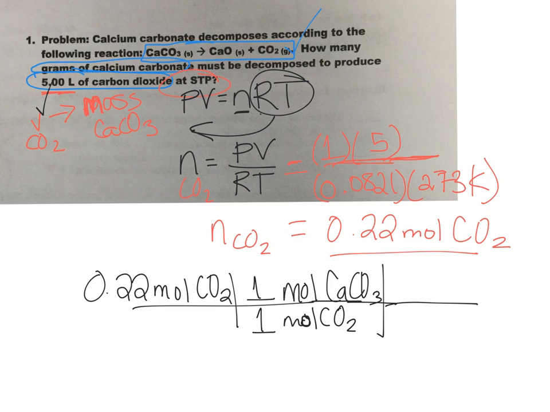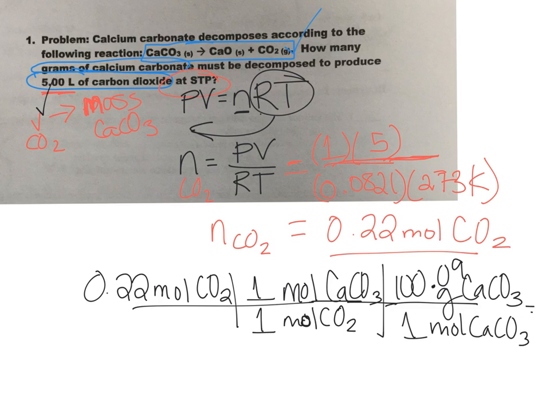Words come down to the right because that's not what they want our answer in. Remember, we want to get to mass. So we're going to see moles of calcium carbonate, and we're going to change it into grams of calcium carbonate. And just for time's sake, molar mass is 100.9 for every 1 mole. So go ahead and type that in, and let's see what answer we got. What's the answer? 22. Okay, grams of calcium carbonate. All right, so that's our answer.